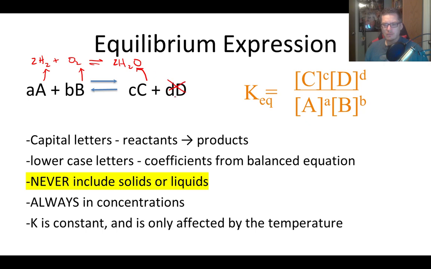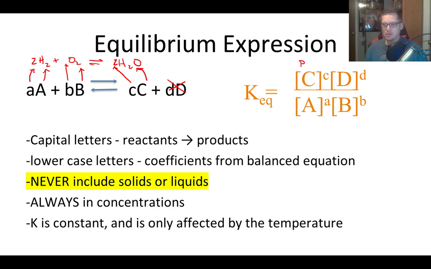And we would not have this D, because this one only had one product. The lowercase letters are the coefficients, so the A would be the 2, the B would be a 1, and that C would be a 2 right there. And the way it works is you simply take this and you do products over reactants.